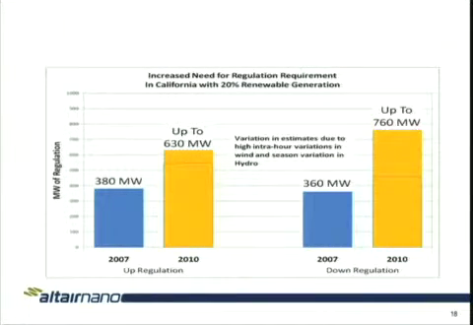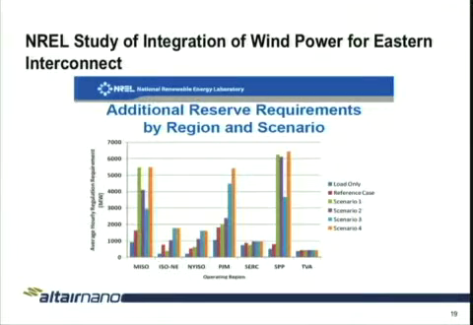So let's just quickly go a little bit more. I kind of made the point on the need for more regulation. California right now, 2007, about 380 megawatts, 1% of the load once again. And then, with the increased variability, up to 630 megawatts, and this is getting to the 20% target that we had before. Of course, we're talking 33% at this point. So you can see the increased need of regulation in California.